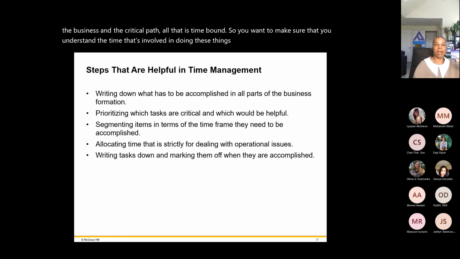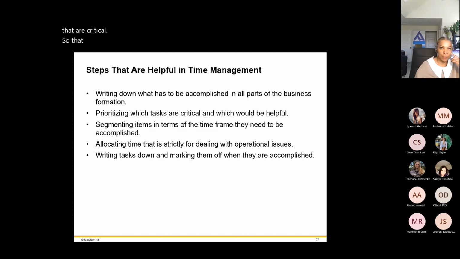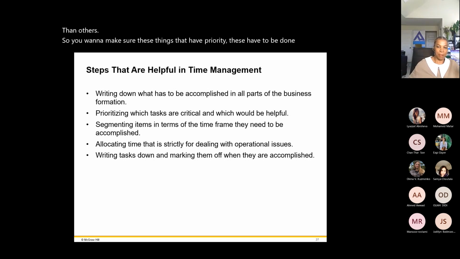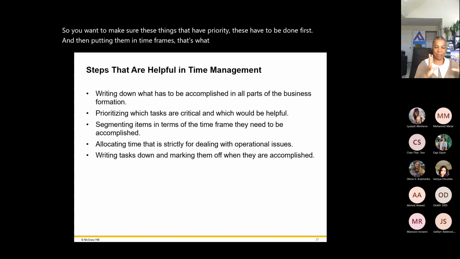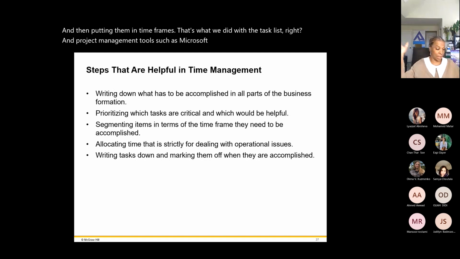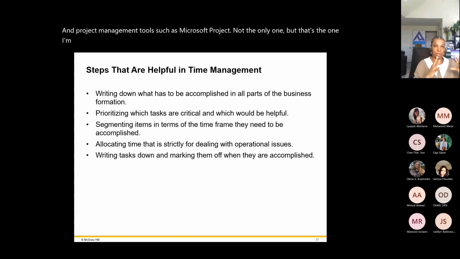You want to prioritize the things that are critical so that some things have lesser priority than others. So you want to make sure these things that had priority, these have to be done first. And then putting them in time frames. That's what we did with the task list, right? And project management tools such as Microsoft Project, not the only one, but that's the one I'm the most familiar with. It does a great job of putting things in that.